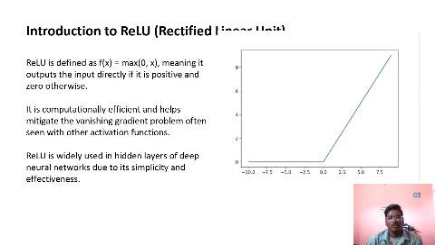Introduction to ReLU. Rectified linear unit. ReLU is defined as f of x is equal to max 0 comma x, meaning it outputs the input directly if it is positive and 0 otherwise. It is computationally efficient and helps mitigate the vanishing gradient problem seen with other activation functions. ReLU is widely used in hidden layers of deep neural networks due to its simplicity and effectiveness. Here are some graphs.